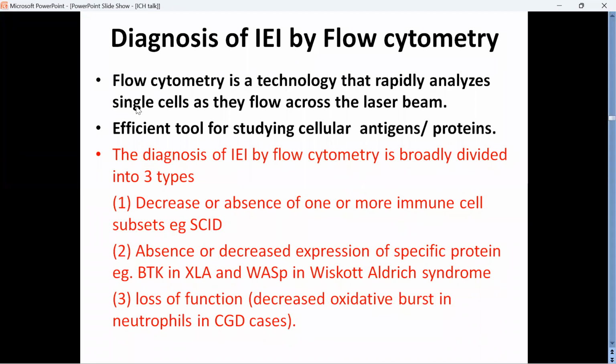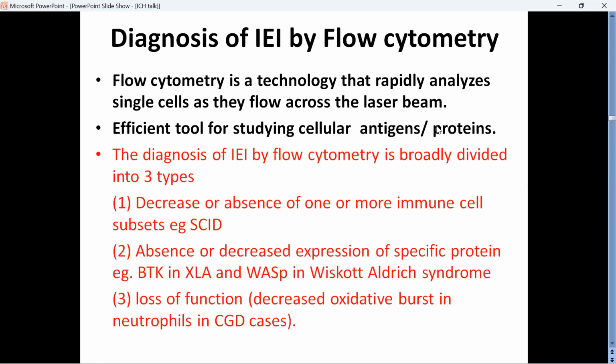It is not like tissue biopsy or IHC where you see all the cells together. Here, only one cell will be analyzed at a given point of time, and they are analyzed as they are in a flowing stream, as I said, when they cross the laser beam. So it is a very efficient tool for studying the cellular antigens or proteins present in the cells.